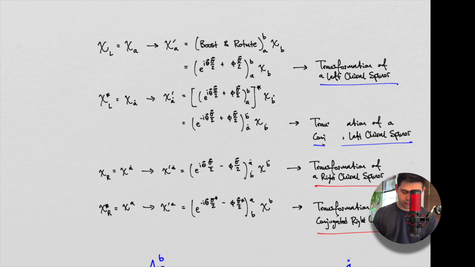All right, we can do the same thing for a charge conjugated left chiral spinor. That's going to look like this, and we get this guy right here. So again, this is a transformation of a left chiral spinor. This here is going to be a transformation of a conjugated left chiral spinor, charge conjugated.